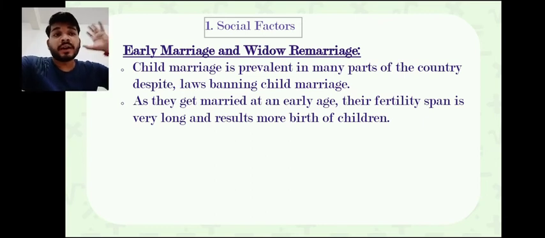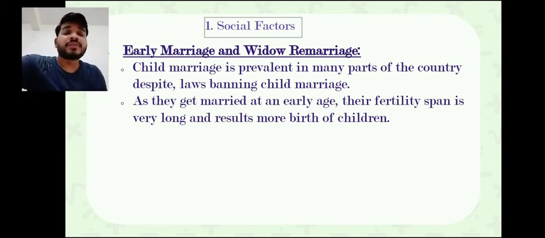This was the earlier factor, where even after independence the early marriage system was not banned. It has been banned only in the last, we can say, 10 years in our country. Earlier it was going on. Still, in many parts of India there are villages that follow early marriages. They try to fix the marriages when the children are born, or when they are 13 or 15 years old. So this creates more births in our society.